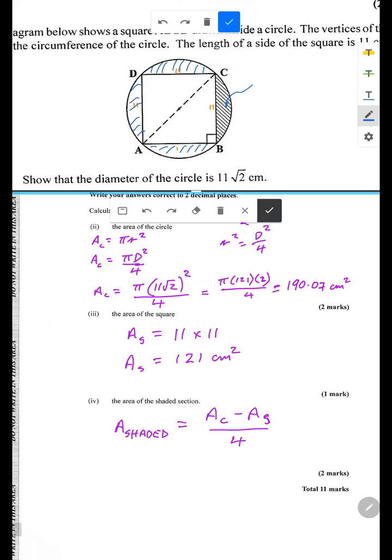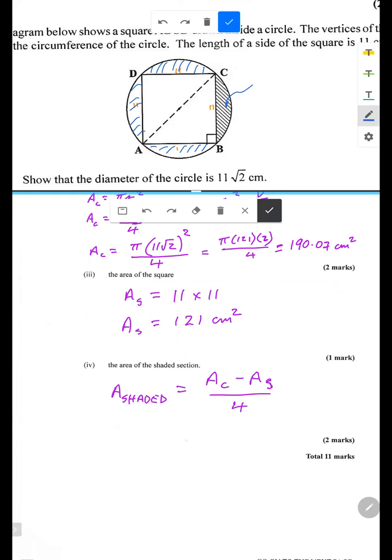But understand that? Yes, sir. The area that they gave us is just 1 out of the 4 parts. So it's divided by 4. So that reduces to equal to the area of the circle.